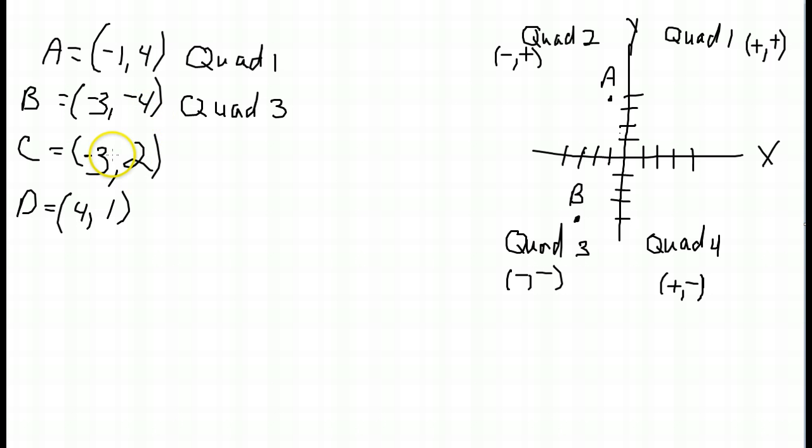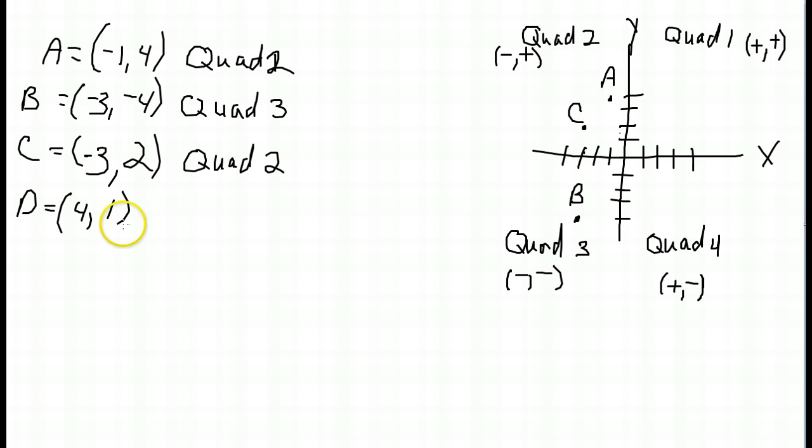Point C, we have -3, +2. So X is negative and Y is positive. Well, that tells me I am in quadrant 2. Oops, I was in quadrant 2 up here. Alright, so I'm in quadrant 2 once again. So I move left to -3 and I go up 2. I label this point C.